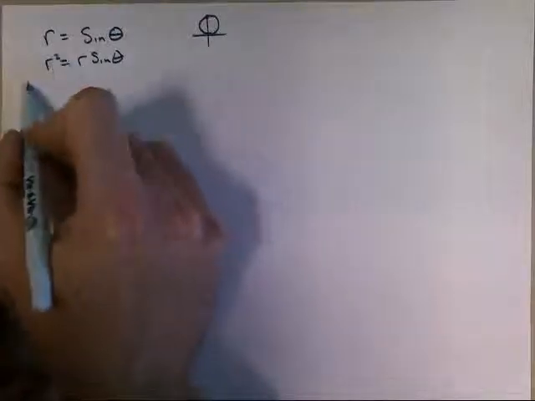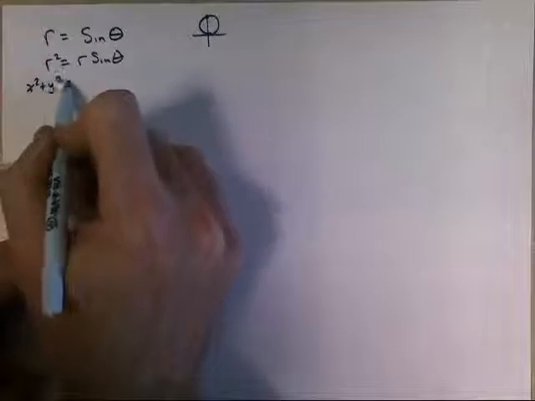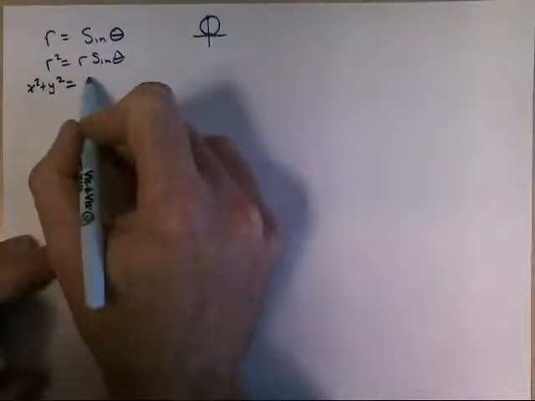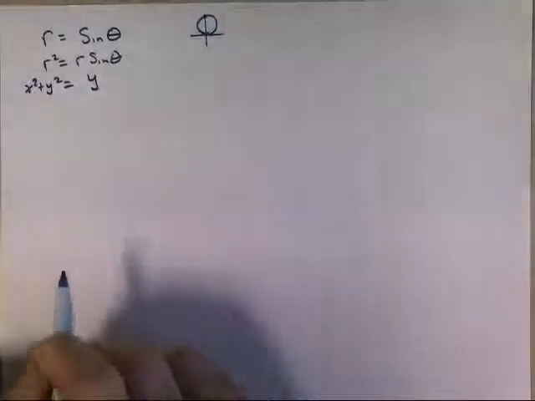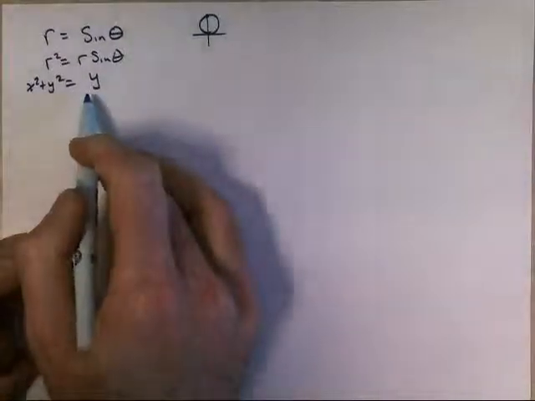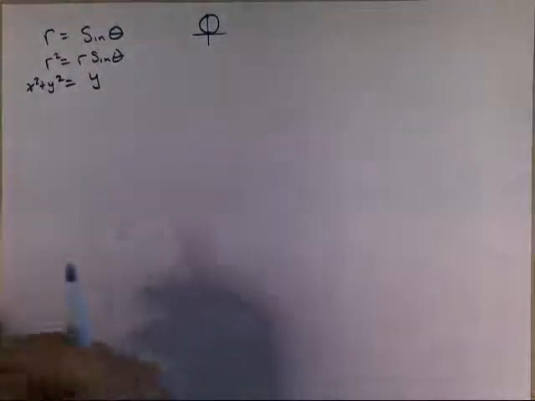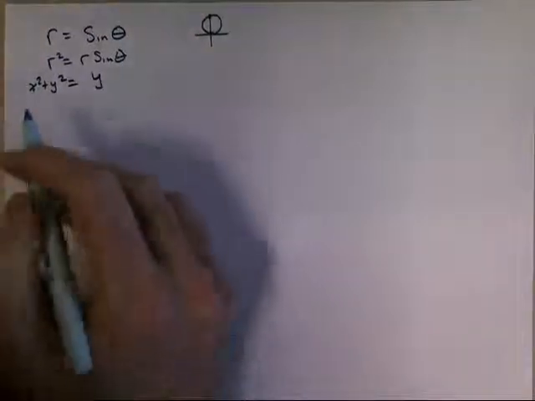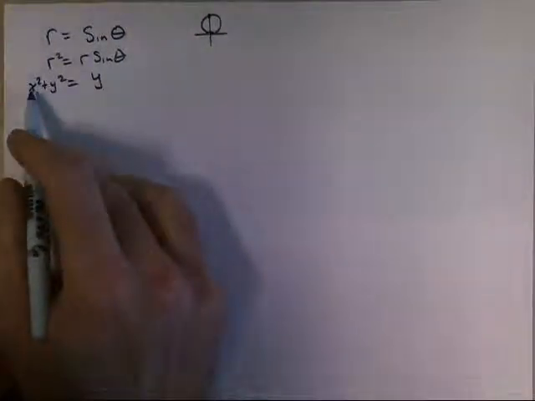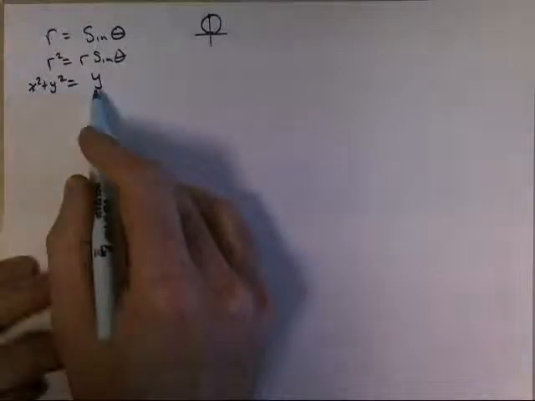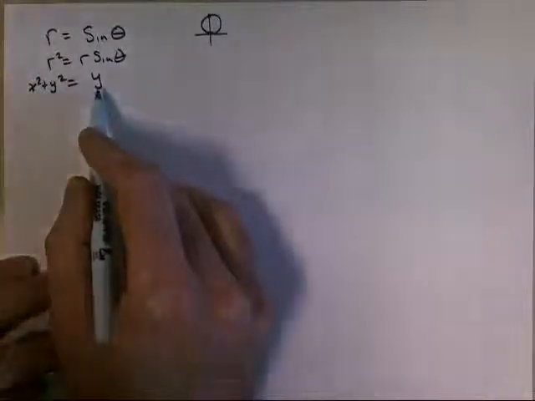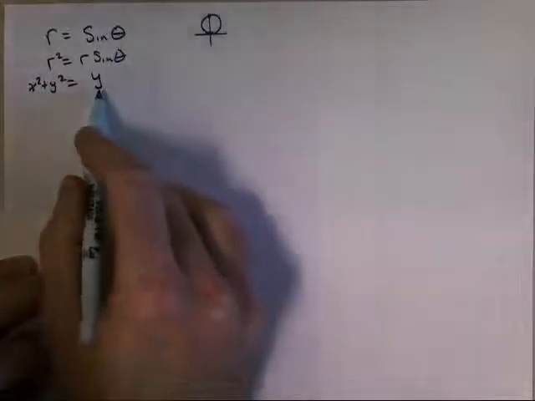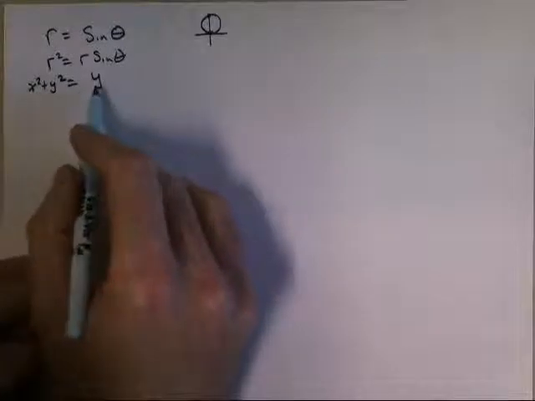So r squared is x squared plus y squared. Likewise, r sine theta is y. So I've got now an equation that looks like it's in x's and y's. Okay, is that a circle? Well, it's not a circle centered at the origin, because that would be x squared plus y squared equals a constant, and this isn't a constant, this is a y there. But I can figure out where the center is.